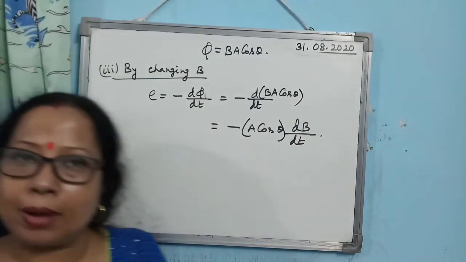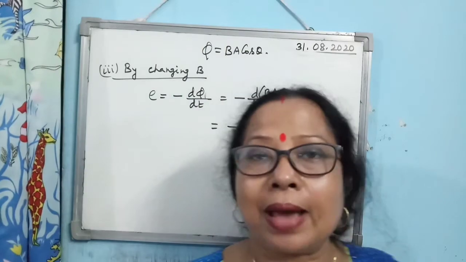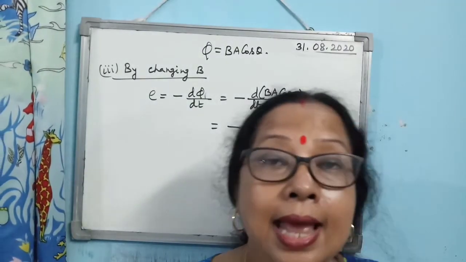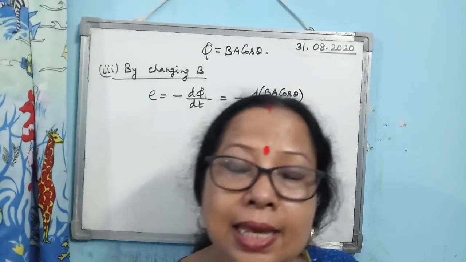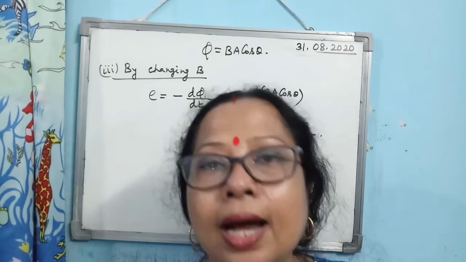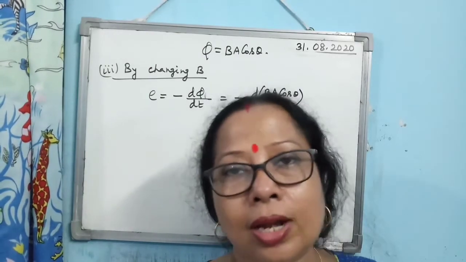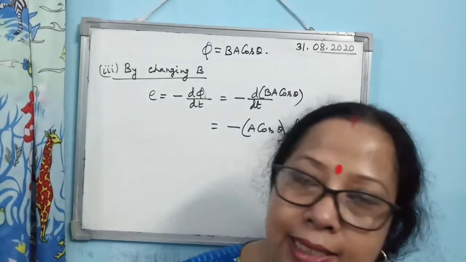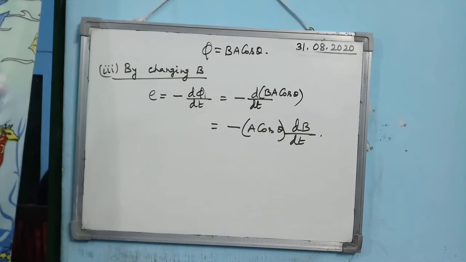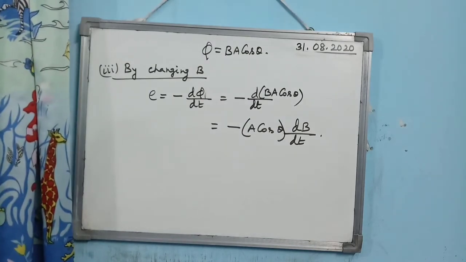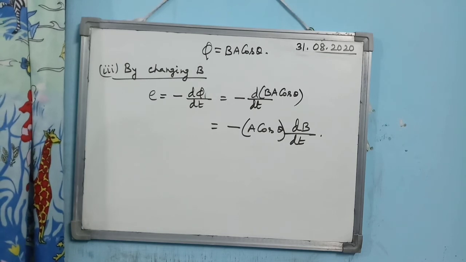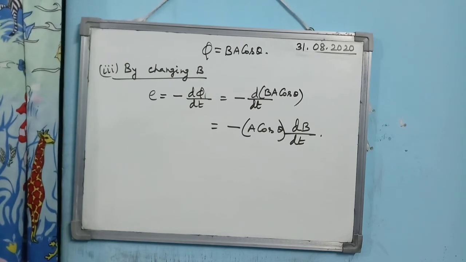So you must remember that we can change the magnetic flux either by changing theta, meaning by rotating the coil, and in that case E will be B omega A sin theta. Or you can change it by changing A, or by changing the magnetic field B. So these are the three ways one can change the magnetic flux linked with a closed circuit.